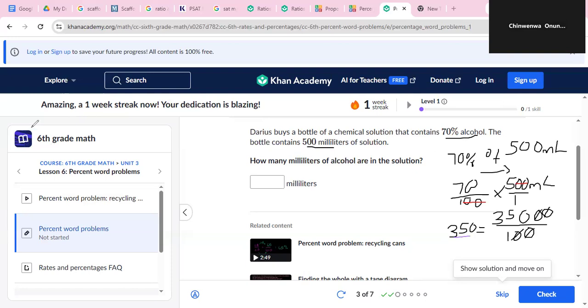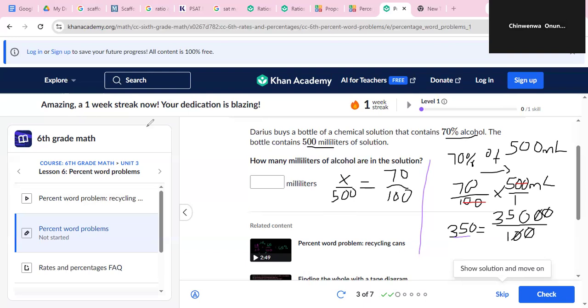Another way we can do it, remember, percent can also be a ratio problem. You do part over whole equals your percent. So my part, the alcohol, I don't know, so I'll just put an X there, over the whole solution, which is 500, is equal to my percent, which is 70%, which we can rewrite as 70 over 100.